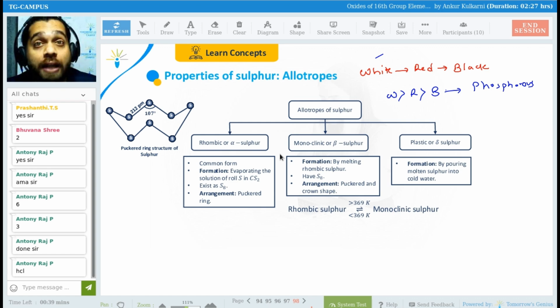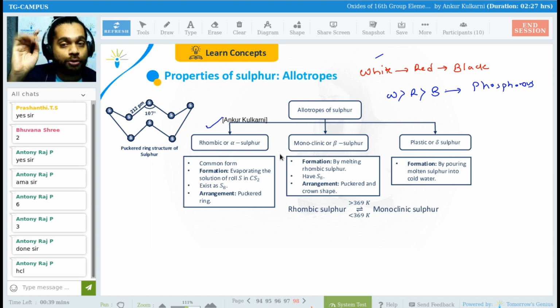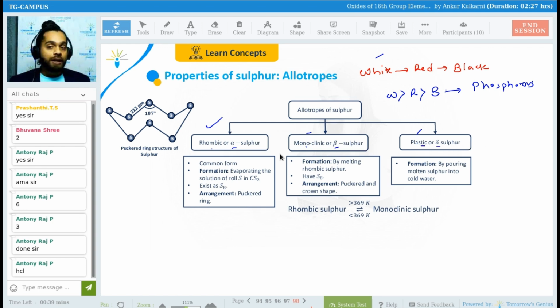We have the allotropes of sulfur. Okay, so write it down. We have rhombic sulfur, three allotropes again: rhombic, monoclinic, or we call it plastic sulfur. Rhombic is also called alpha, monoclinic is also called beta, and plastic is called delta. Write it down: rhombic, monoclinic, plastic. Three allotropes of sulfur.